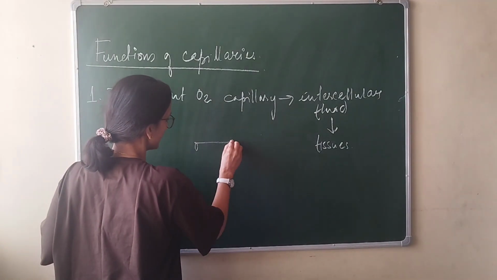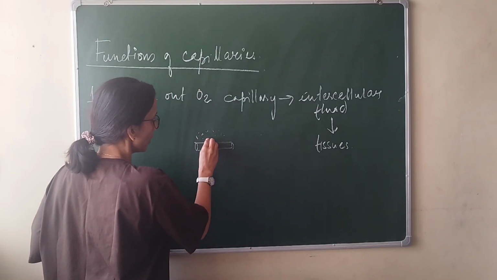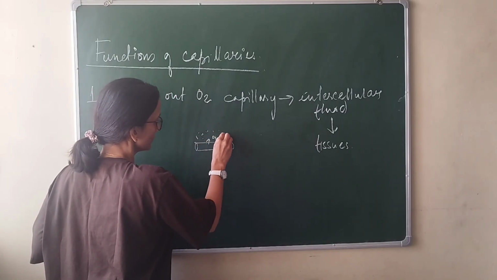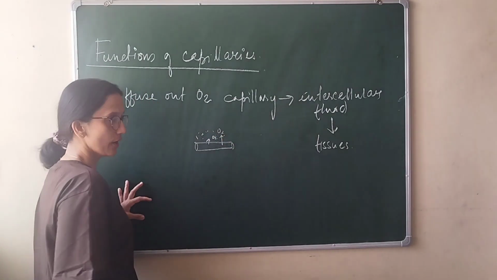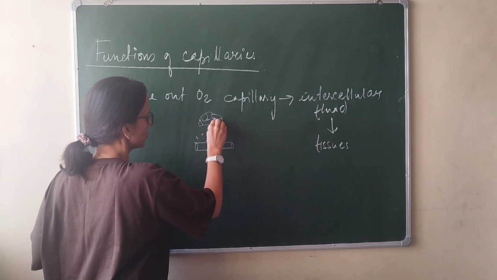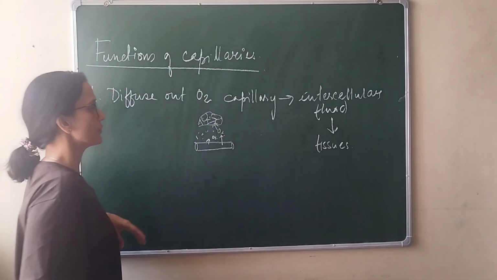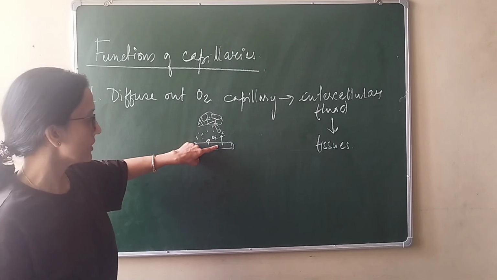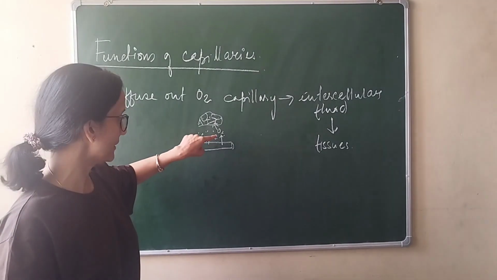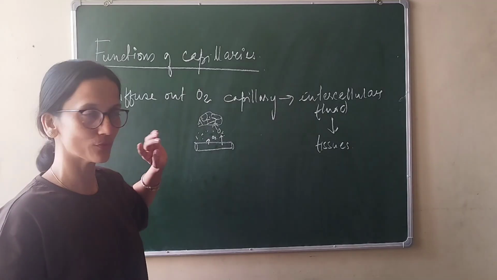For example, if this is the capillary, यहाँ से पहले it allows the oxygen gas to diffuse out into the intercellular fluid, and then finally it goes into the tissues or whichever part it has to go, the oxygen is going to diffuse from there. So it allows the oxygen to diffuse out from the capillaries into the intercellular fluid, and from intercellular fluid it allows it to go into the tissues.